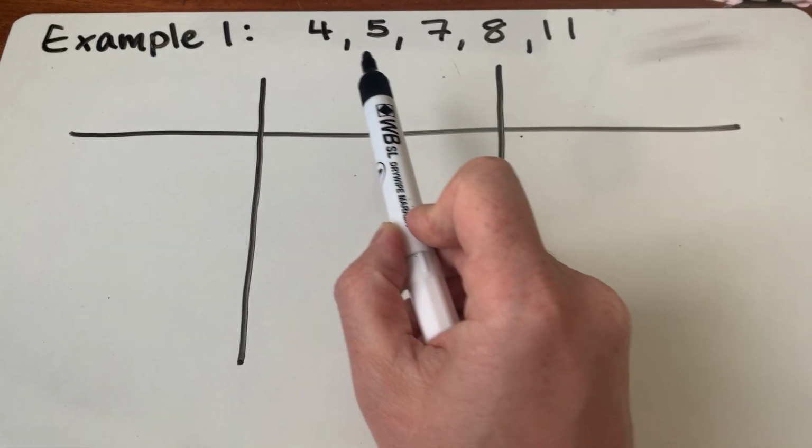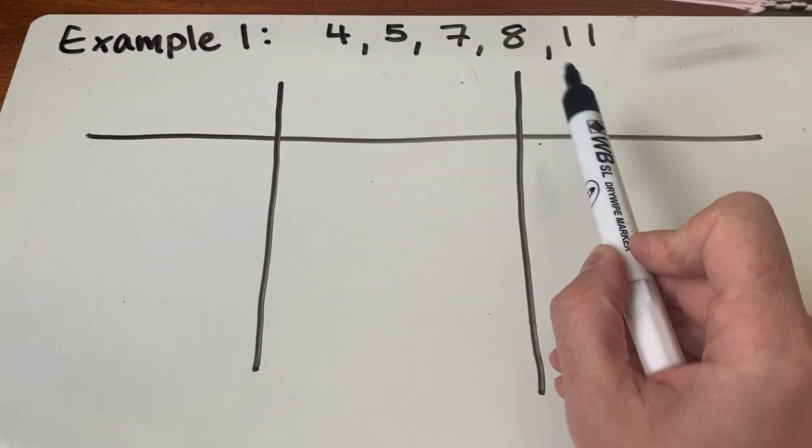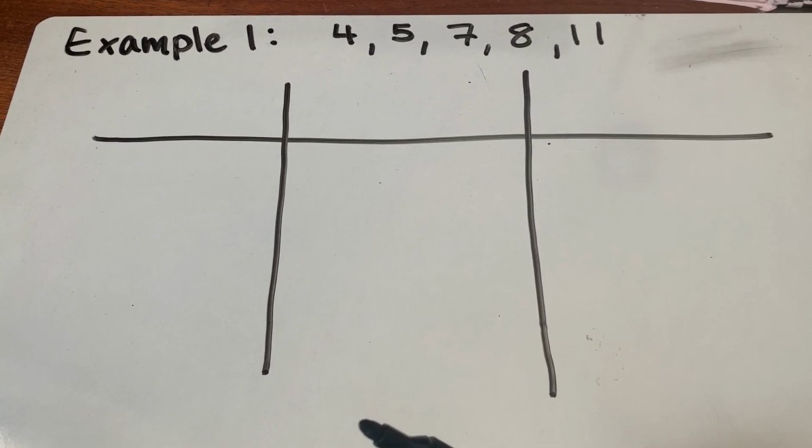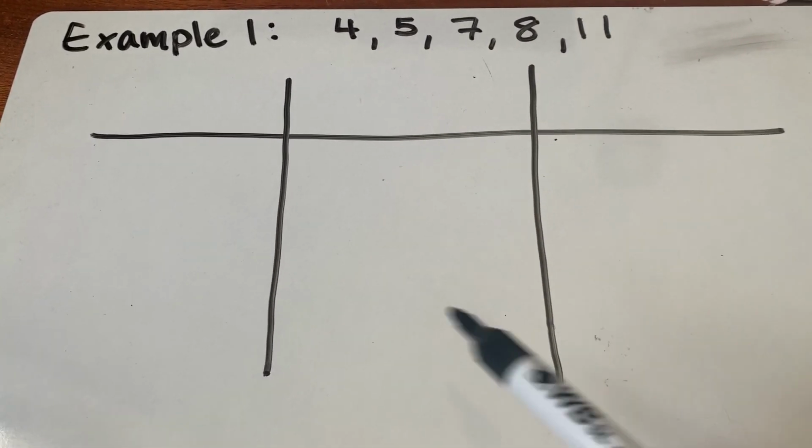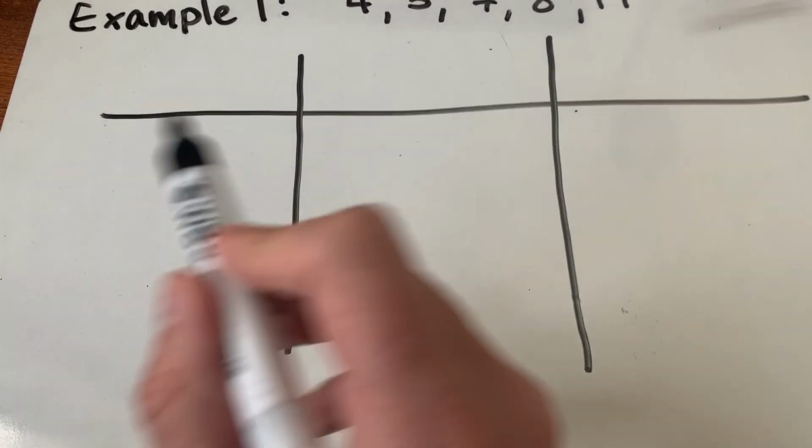The question is asking us to find the standard deviation of these five numbers. So we are going to try and fill in this table. The table's on the first slide and it has a few headings, so I'll just talk you through the headings.